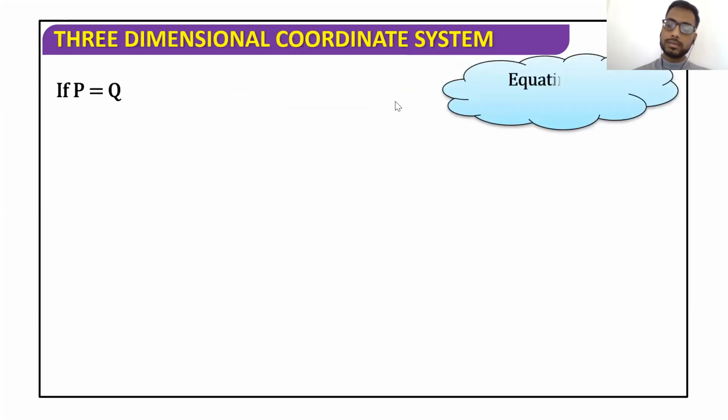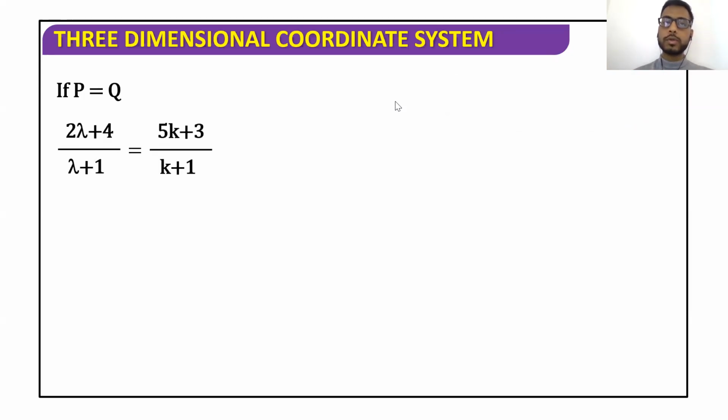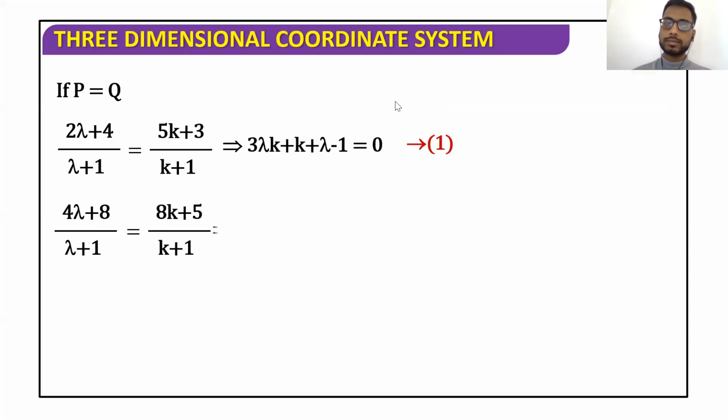Then, equating my x coordinates, I'm going to get this, which means that 3 lambda k plus lambda minus 1 is equal to 0. Now over here, I can keep lambda terms on one side, shift k terms to the other side, and get a relation between lambda and k. Or else I can take y coordinates, equate them, and get another equation.